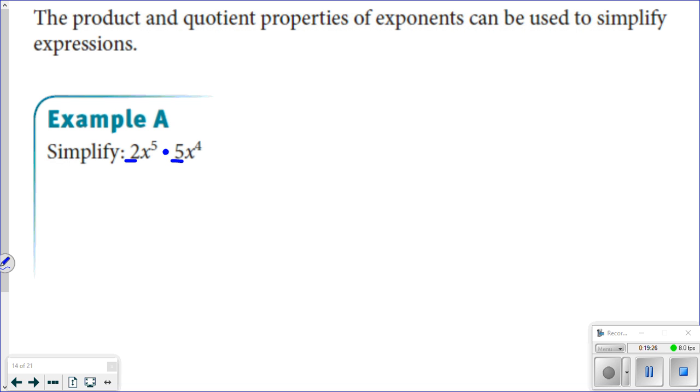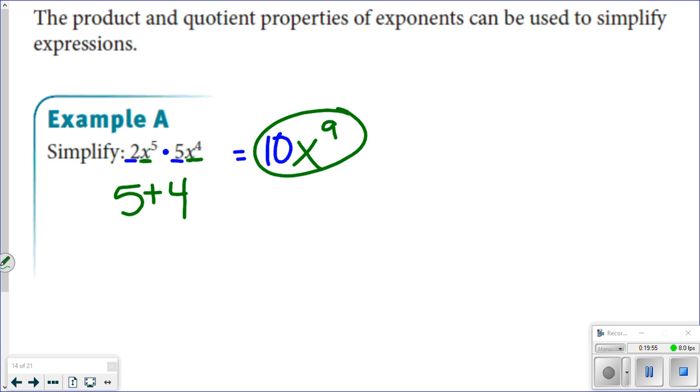So I have 2 coefficients, 2 numbers out in front. 2 times 5 is 10. My next base here, I have x to the 5th times x to the 4th. And if I look at my notes, it says keep that base, which is x, and add the exponents. So 5 plus 4 is 9. There's my answer. 10x to the 9th power.